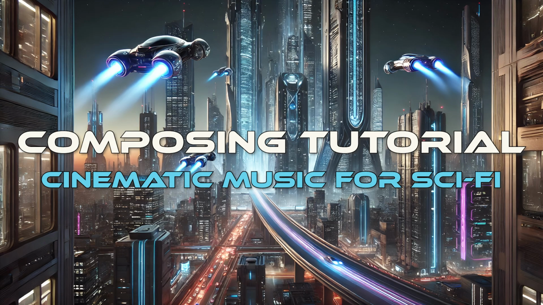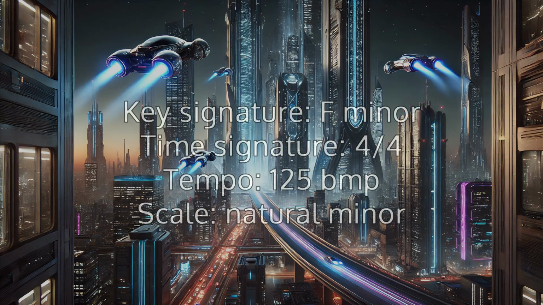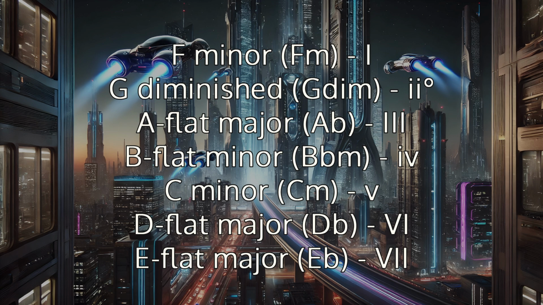In this video, I'll walk you through creating a cinematic music piece suitable for a science fiction video game or movie. Let's start with some musical fundamentals. The key signature is F minor, the time signature is 4/4 time, the tempo is 125 BPM, the scale is natural minor. In the F minor scale, the chords corresponding to each scale degree are as follows.